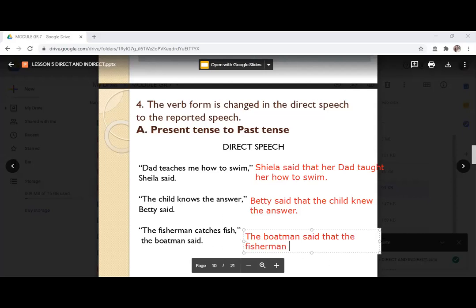The fisherman, next. Had caught po. Had caught ba or caught lang? Kasi catch siya, no? Present tense lang siya. Gagawin lang natin siyang past tense, hindi past perfect. 'Di ba pag past perfect, we need to use had. In this case, past tense lang, hindi pa siya past perfect. So ano lang?